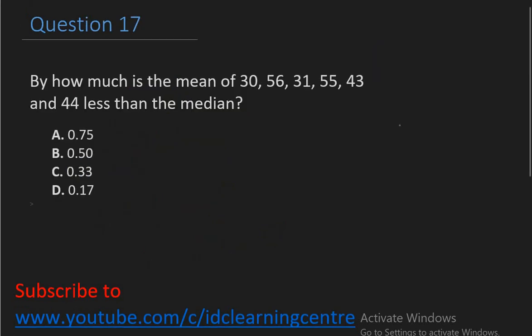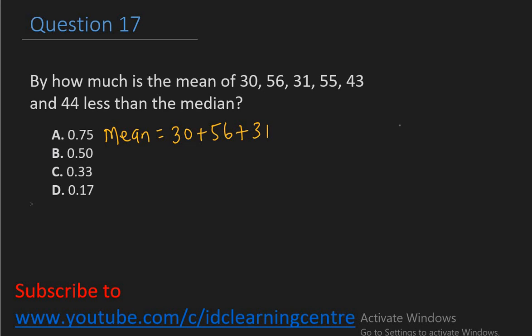Question 17. By how much is the mean of 30, 56, 31, 55, 43, and 44 less than the median? Let's find the mean first. Mean simply means average. You add all the numbers and divide by how many they are.